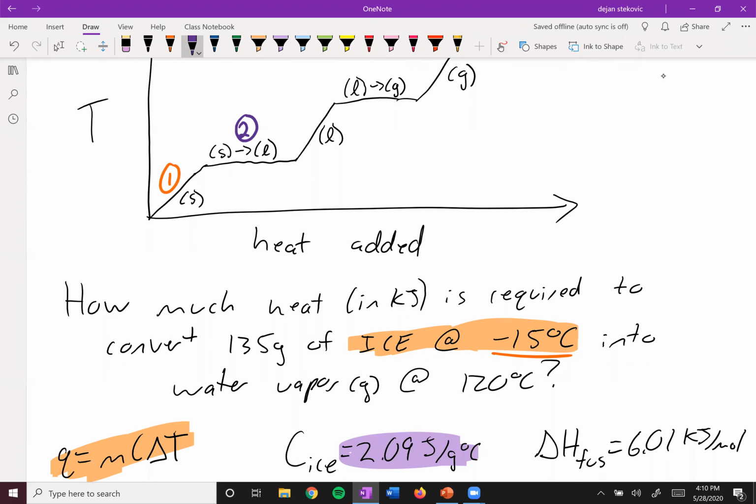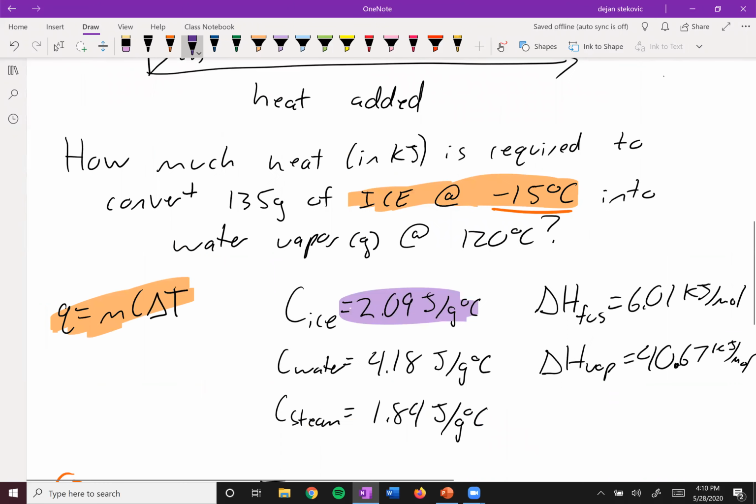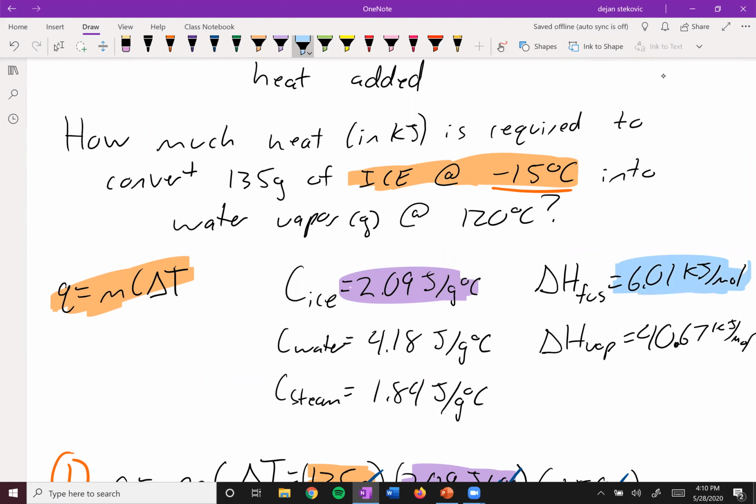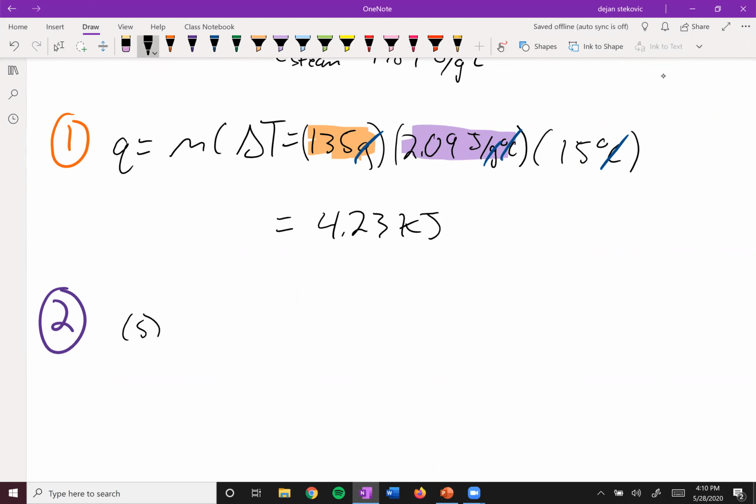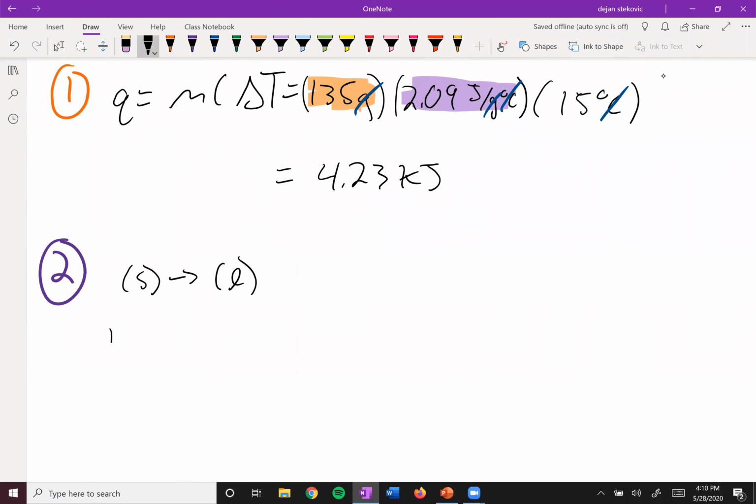In step 2, we have to melt the ice. And so what we have to use here is our delta H of fusion, right, of melting. Notice the units here are kilojoules per mole. So we have to go from a solid to a liquid, and so we have to change our grams into moles. So we have to take 135 grams of water, and then we want to divide by the molar mass of water, which you can look up is 18.02 grams per mole. The grams cancel out.